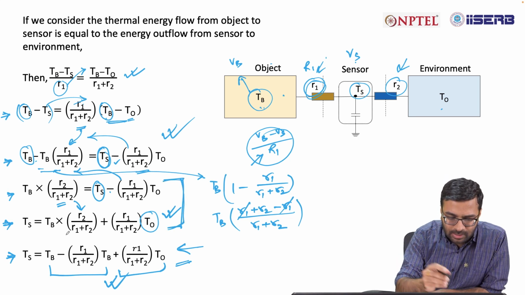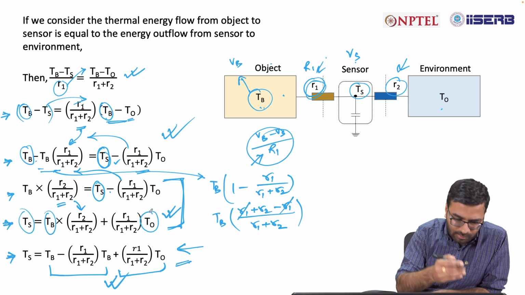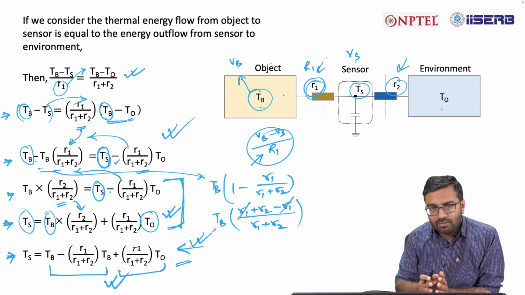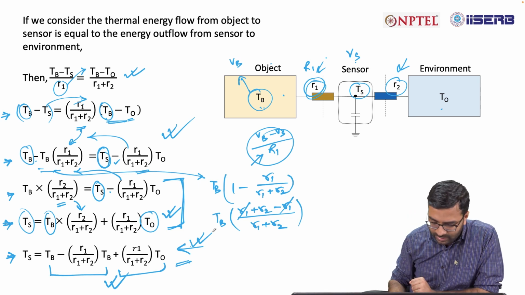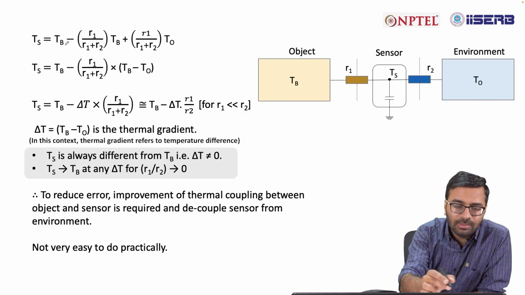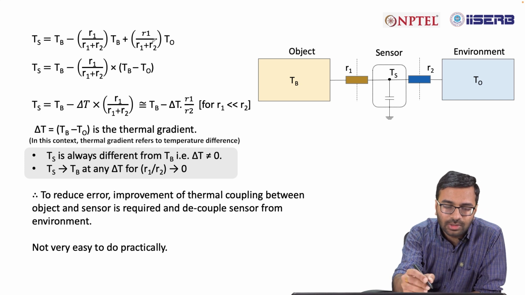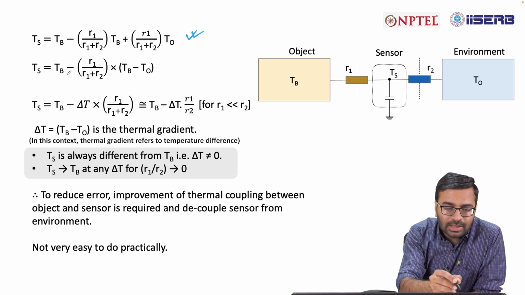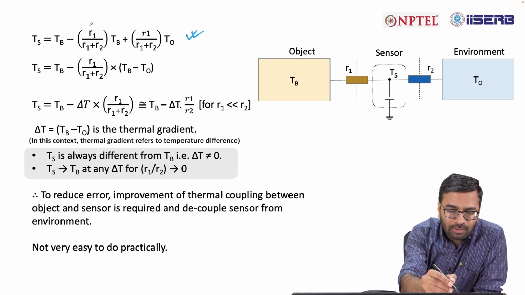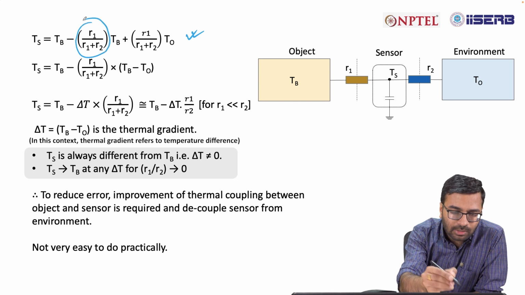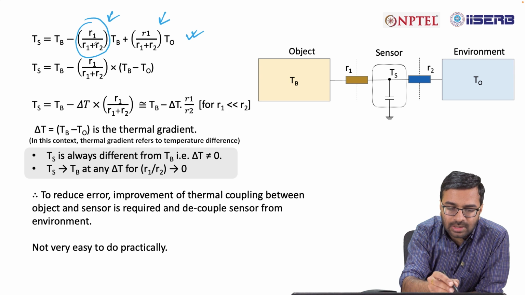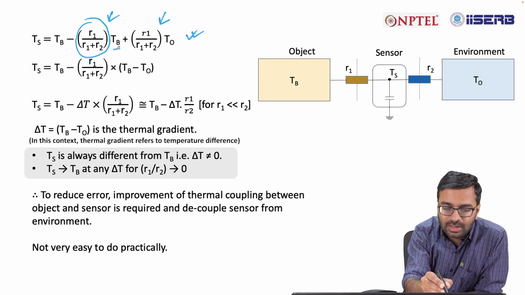Okay, in this step the Ts is given in terms of Tb and T0, and now we are also taking this particular step and we will see whether we can further simplify this or not. So, let us take this. Your Ts is equal to Tb minus R1 divided by R1 plus R2 into Tb plus R1 divided by R1 plus R2 into T0. Now, from here if you take R1 divided by R1 plus R2 in common in both these terms, then it will be Tb minus R1 divided by R1 plus R2 into Tb minus T0.